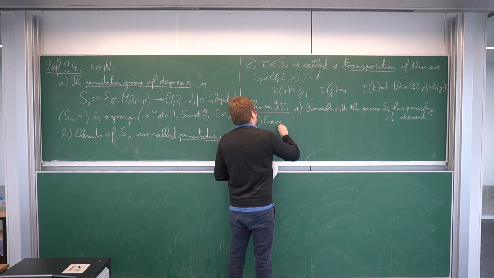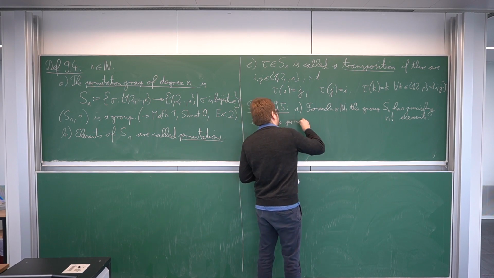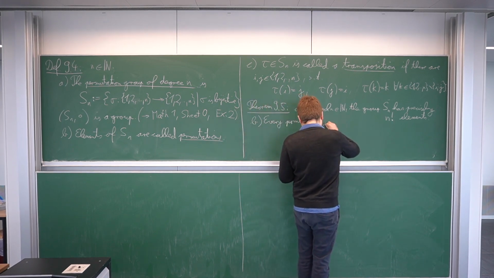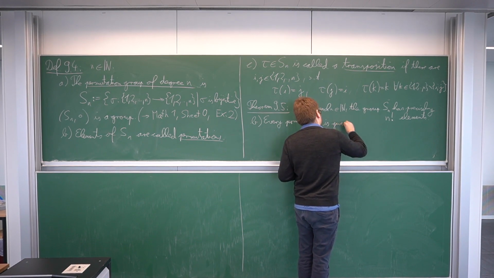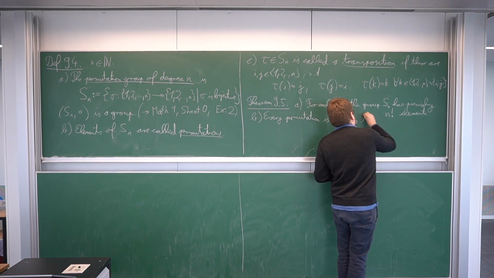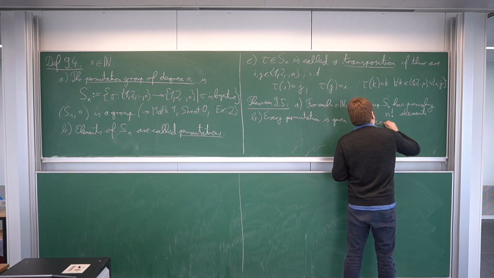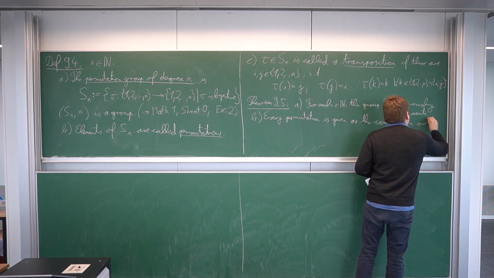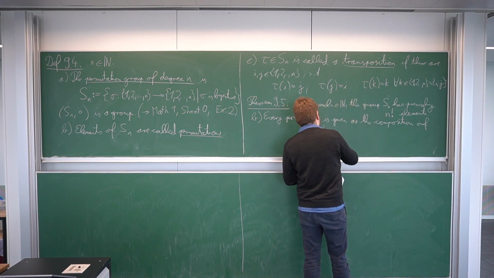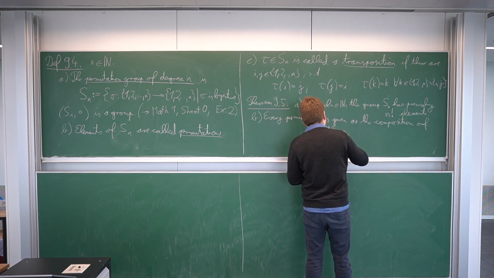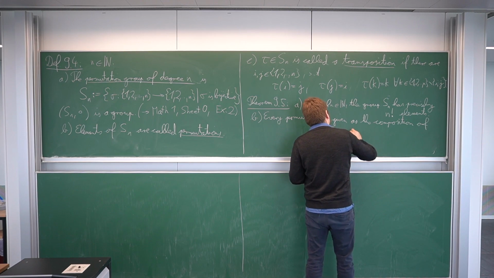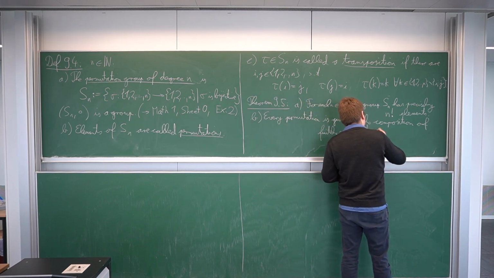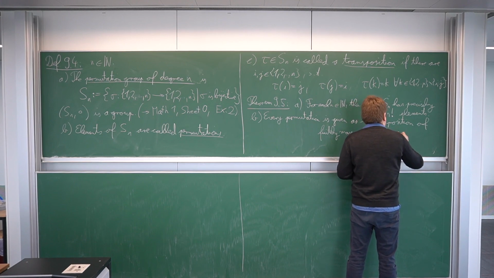And part B: every permutation is given as the composition of finitely many transpositions.